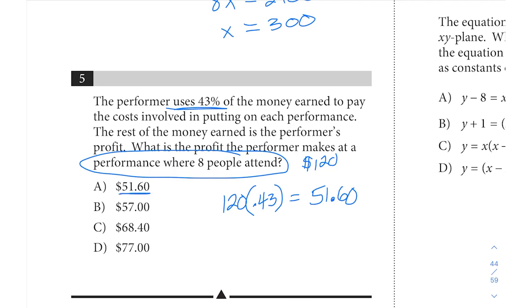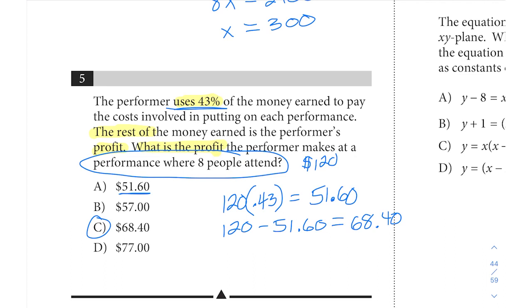And if you look, you see 51.60 as an answer choice, but, careful. We need to make sure we're looking at what the question's asking. They want to know the profit. So 43% is what's used up, and it says the rest of the money earned, the rest is the profit. So we would have to then do a second step and do 120 minus 51.60 in order to solve for the profit. And when we do that, we get 68.40 as our result.